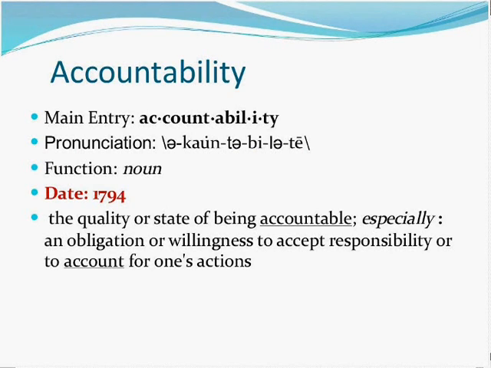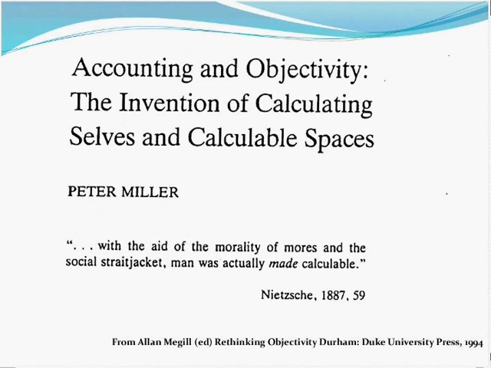It's such an interesting term, and when one looks it up in the dictionary, we see that it was first used in the English language at the end of the 18th century, just about the time that the Industrial Revolution was actually flourishing. And the definition in the dictionary for accountability is the quality or state of being accountable, especially an obligation or willingness to accept responsibility or to account for one's actions.